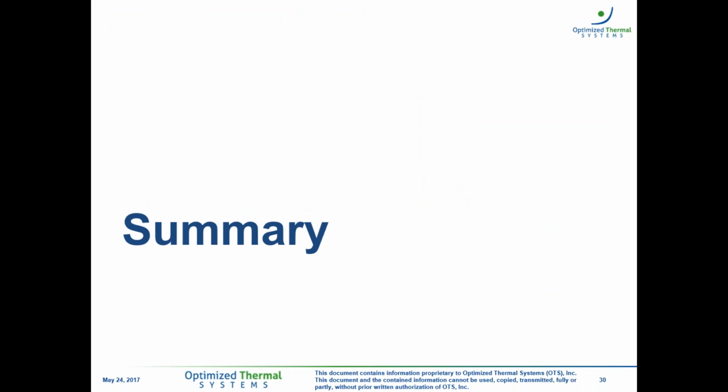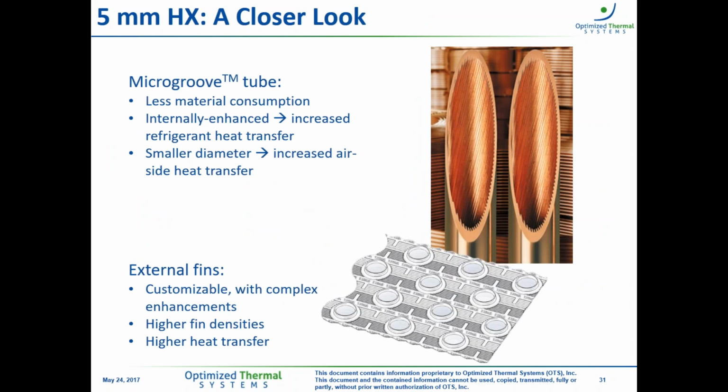So I want to quickly wrap up the webinar series at this point. We learned in our first webinar about some of the fundamentals in terms of heat transfer and the physics that are involved in small diameter tube fin heat exchangers. If we take a closer look at a coil, we see the microgroove tubes, which because of their lower wall thickness have less material consumption. Their internal enhancements allow them to have increased refrigerant side heat transfer. And because they're smaller diameter tubes, we see increased air side heat transfer.